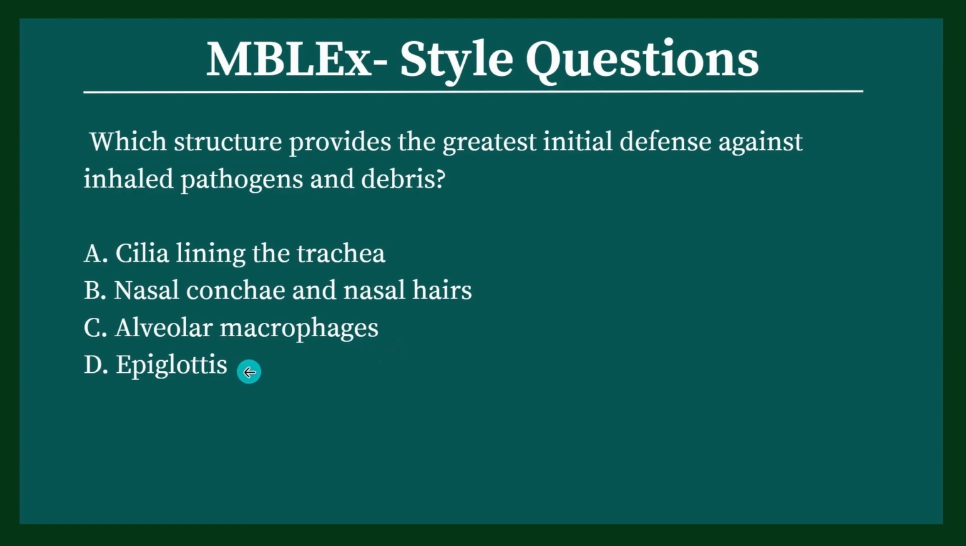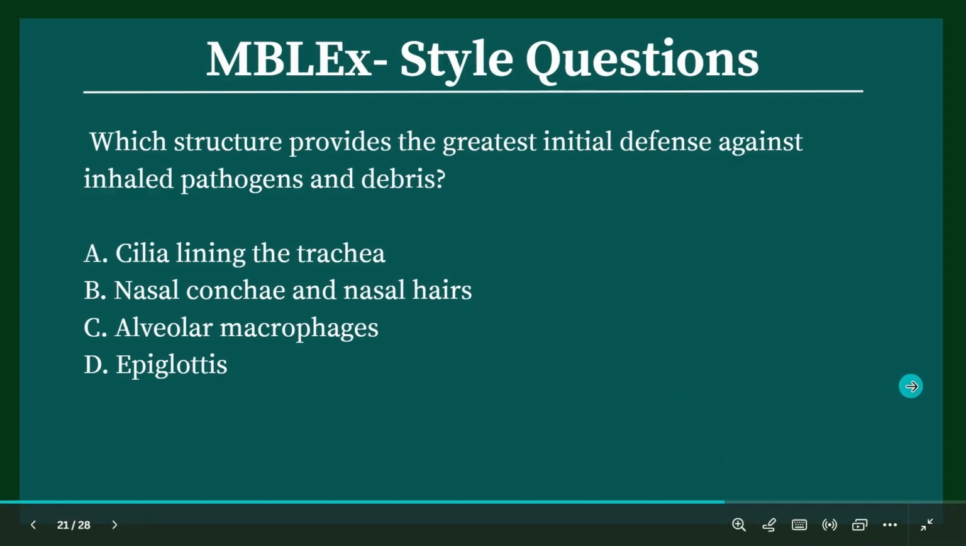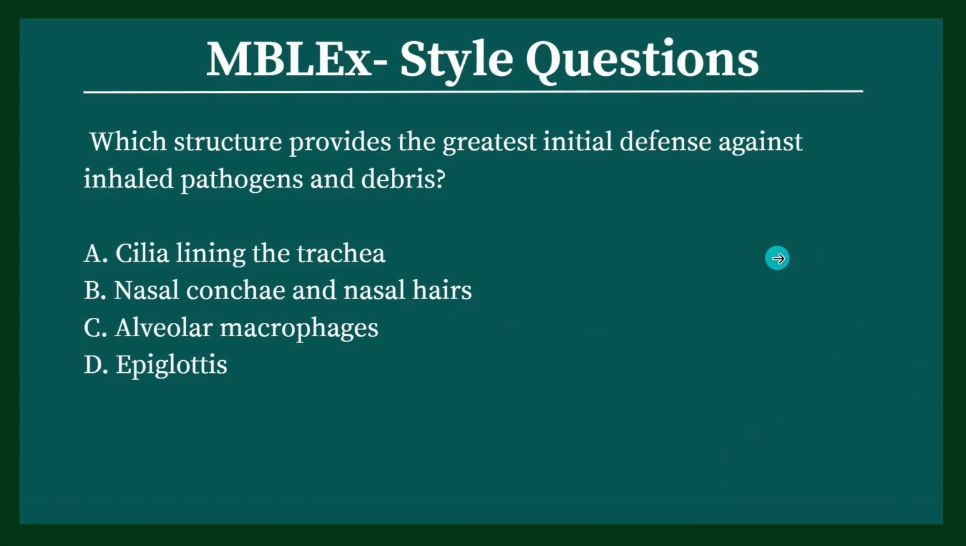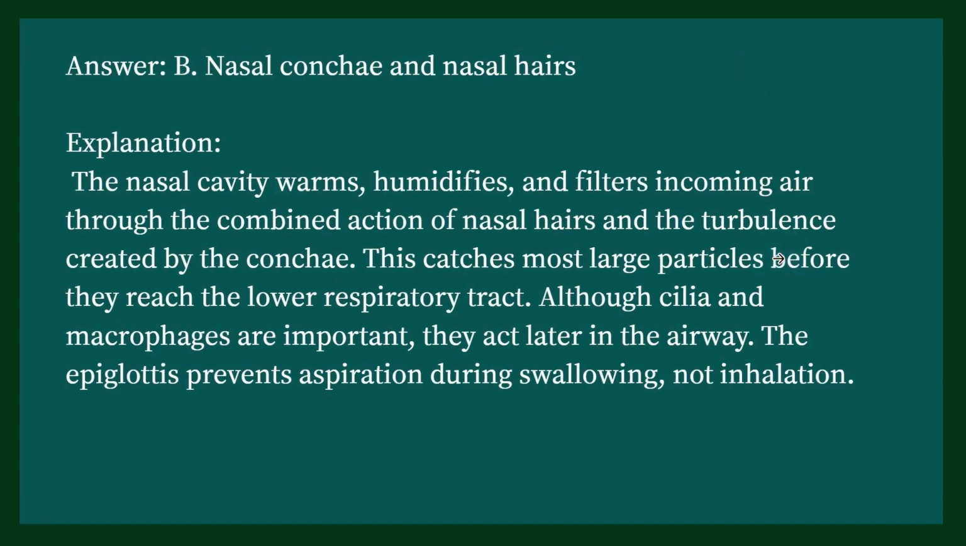And then the epiglottis is the flap that keeps you from being able to inhale your food. So regarding this question, I would go for B, because it's the structure that is closest to where the air comes in the first place for defending against inhaled pathogens and debris. So yay! Explanation: the nasal cavity warms, humidifies, and filters incoming air through the combined action of nasal hairs and the turbulence created by the conchae.